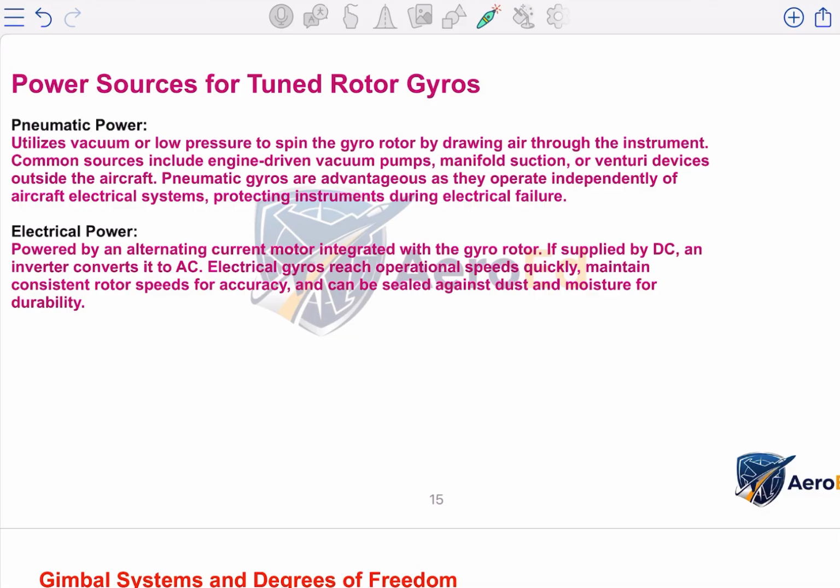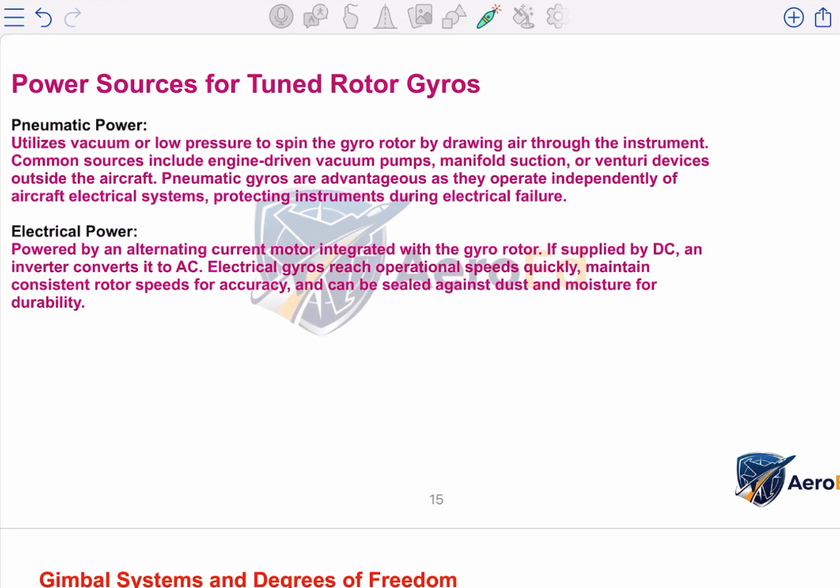So let me explain. Pneumatic power works by making a lower pressure there. If there's a lower pressure, we know that the velocity of the air will be more, and by this air pressure, these gyros work. But where does this air come from? The sources are engine driven vacuum pumps, manifold suction, and venturi devices outside the aircraft. But how is the pneumatic power source better than the electrical power source? Because during an electrical failure in the aircraft, the pneumatic gyros will still work because they do not depend on electricity, right?